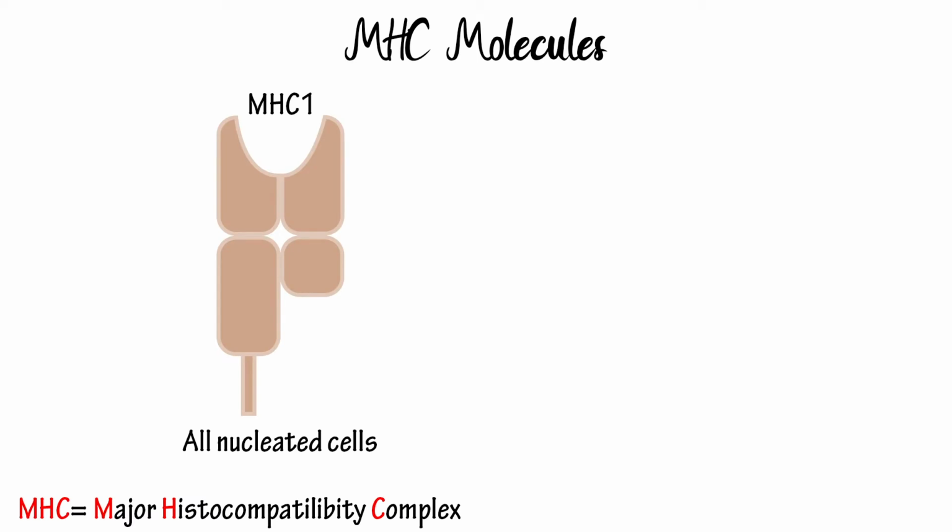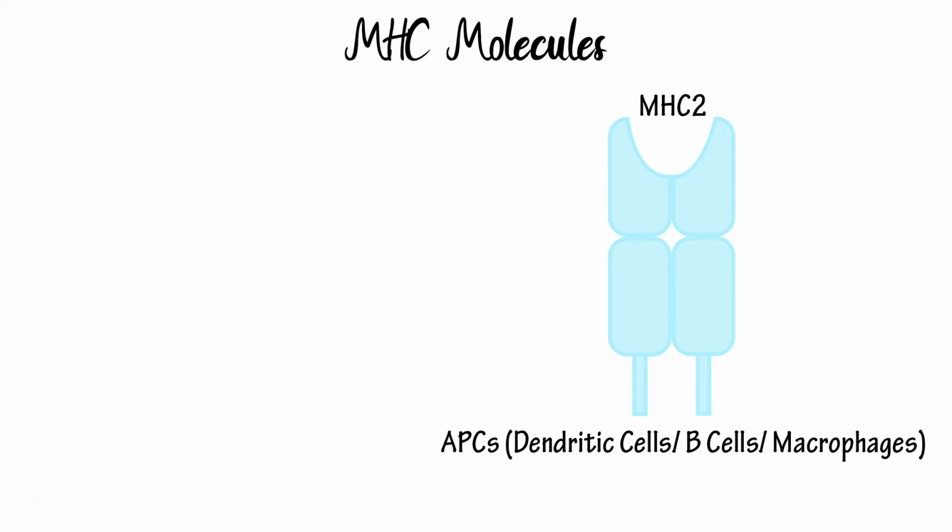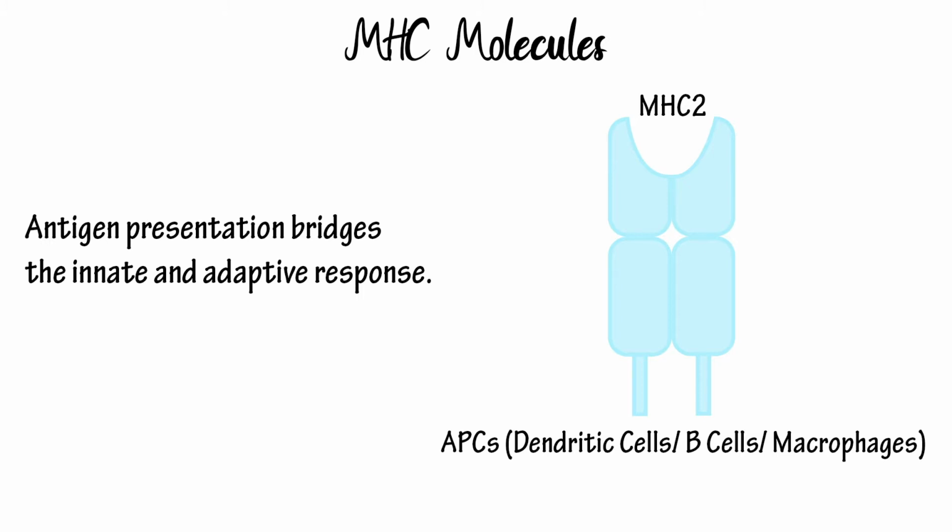So as we've said, whenever a cell samples itself, it is displayed on the MHC1 molecule. This is for every nucleated cell. We also have the MHC2 molecule, which is expressed only by antigen-presenting cells. These are your macrophages, B cells, and dendritic cells. Antigen presentation is the bridge between the innate and adaptive response. So let's look at how antigen is presented on MHC2.